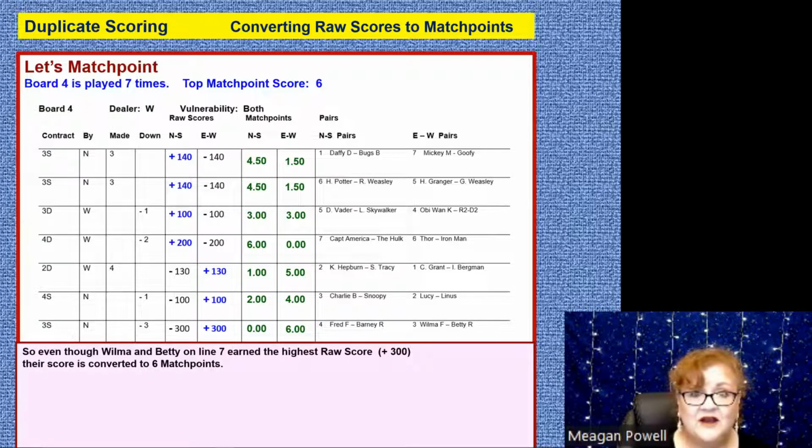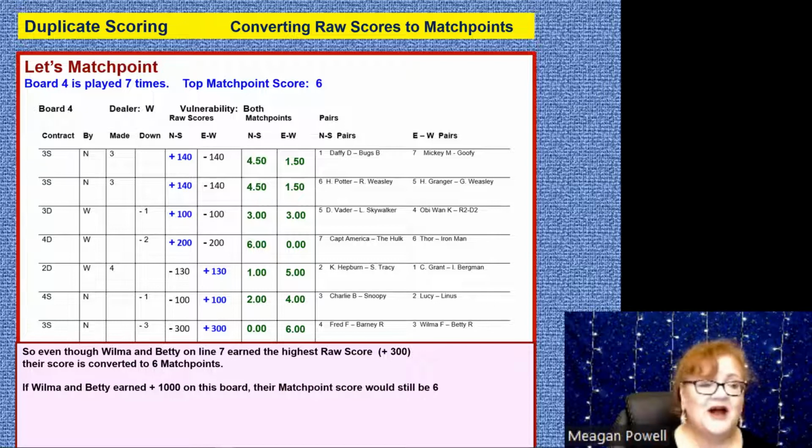And Wilma and Betty were not even declarer on this hand. Fred and Barney were the declarer. Something went terribly wrong in their contract, and they handed Wilma and Betty a big score. Sometimes you're not even the declarer, and you get a good positive score. But if Wilma and Betty had earned a positive 1,000 on this board, it wouldn't have mattered. It wouldn't have changed their match point score. They would have had the highest raw score with plus 1,000. It just still would have gotten them a 6 in the match points.